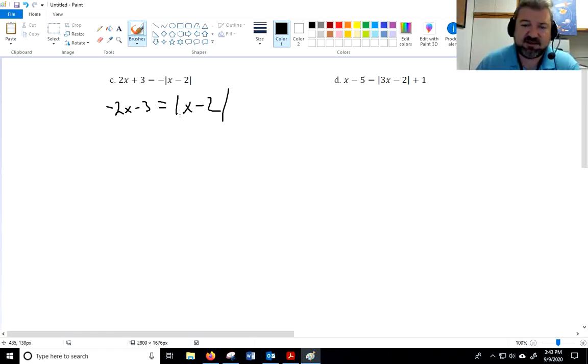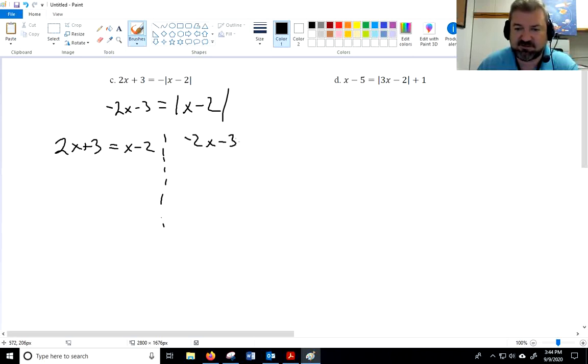All right, now that I've done that, I can set x minus 2 to the positive and the negative of this. If I make it equal to the negative of 2x minus 3, I would get positive 2x plus 3 equals x minus 2. And if I set it to the positive, I would just get negative 2x minus 3 equals x minus 2. A little confusing because the positive version had negatives and the negative version did not, but that's because we negated a negative. All right, I'm going to subtract x from both sides here, and I get x plus 3 equals negative 2, which gives me x equals negative 5.